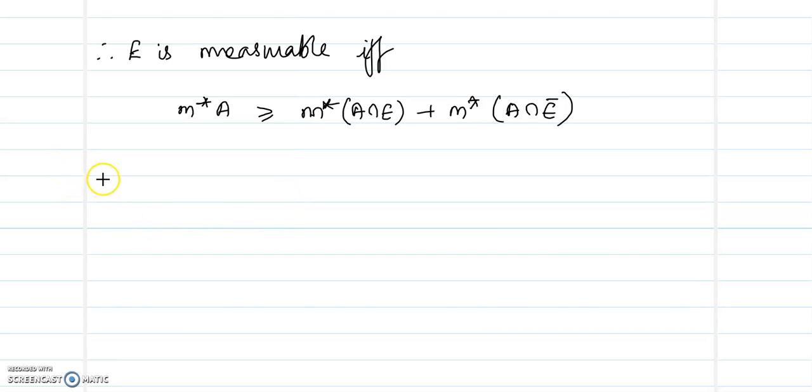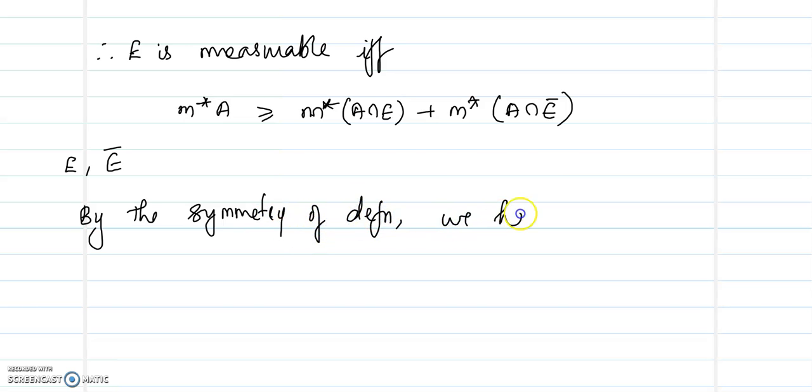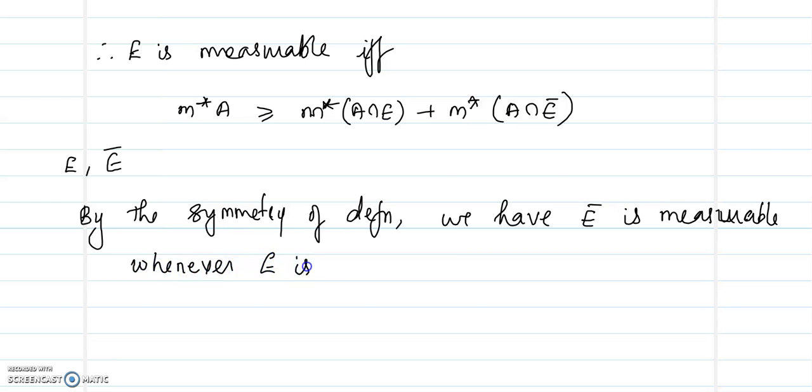If the measurability definition is symmetric for E and E complement, so if you interchange the terms, we'll get that E complement is also measurable. So by the symmetry of the definition, we have that E complement is measurable whenever E is measurable.